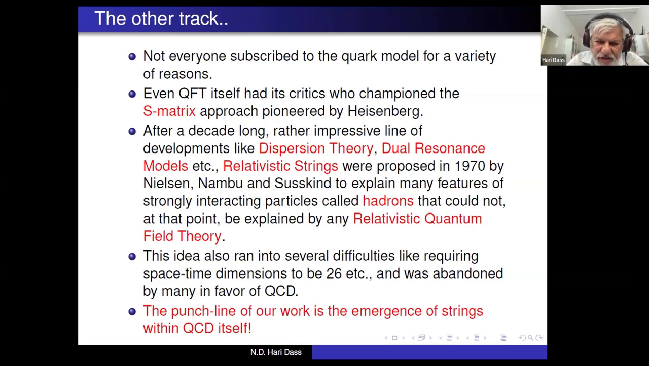But this idea also ran into several difficulties, as it required space-time dimensions to be 26, tachyons, etc., and was abandoned by many in favor of the Gell-Mann-Fritzsch quantum chromodynamics. The punchline of our work is the emergence of strings within QCD itself. So in a rather remarkable way, these two divergent paths are now brought together. Next slide.